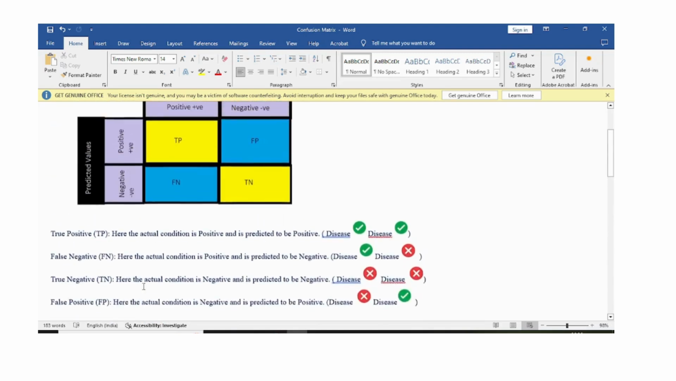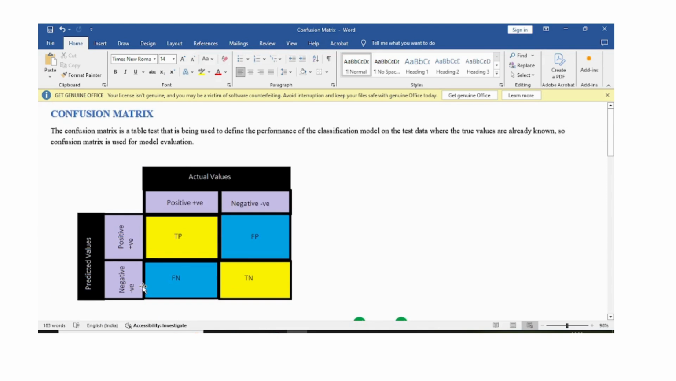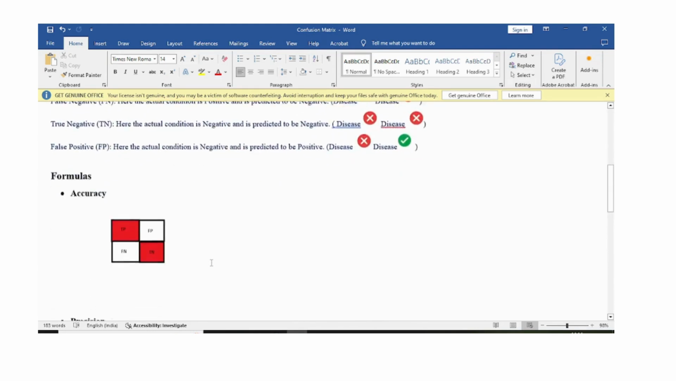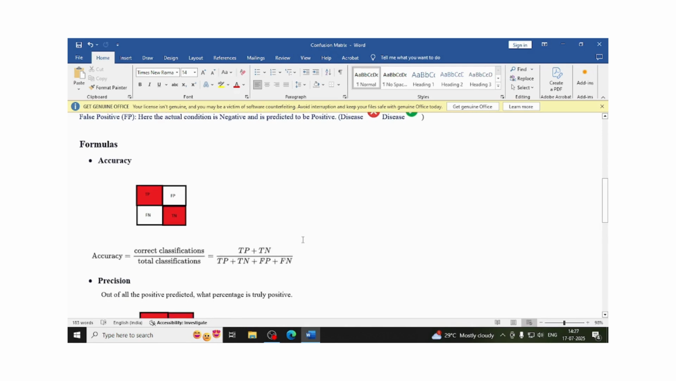So what are their formulas? To evaluate a confusion matrix, we have to calculate the accuracy, precision, recall and F1 score. Let's calculate the accuracy first. What is the formula for accuracy? Accuracy is equal to correct classification divided by the total classification. What is correct classification? It means TP, the true positive.